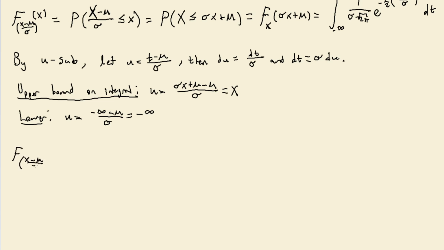X minus mu over sigma, evaluated at x, is just equal to the integral from negative infinity to x of 1 over the square root of 2 pi, because the sigmas are going to cancel when I do the u substitution, and then e to the power of negative 1/2 u squared du. And this is exactly equal to the cumulative distribution function for our standard normal distribution evaluated at x. I'm sure this looks familiar. I'm sure that makes sense.